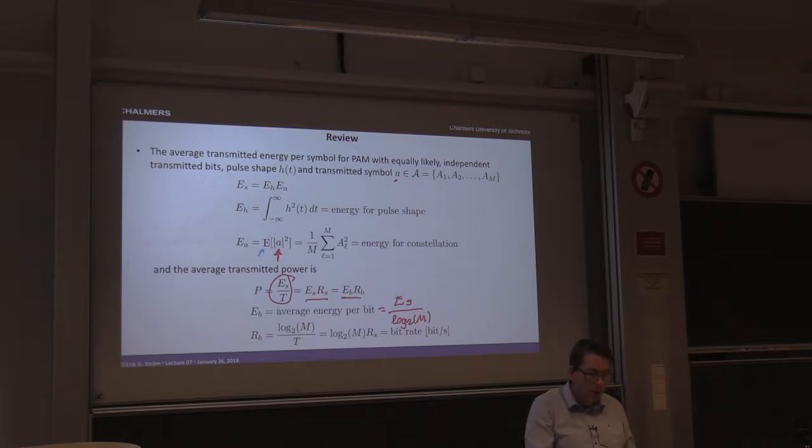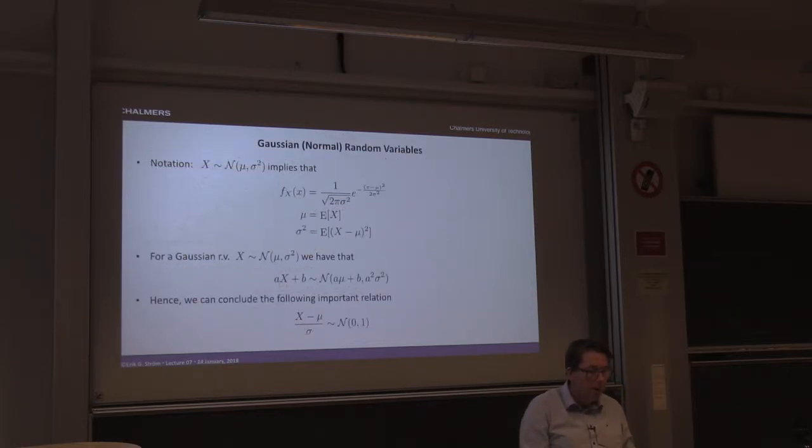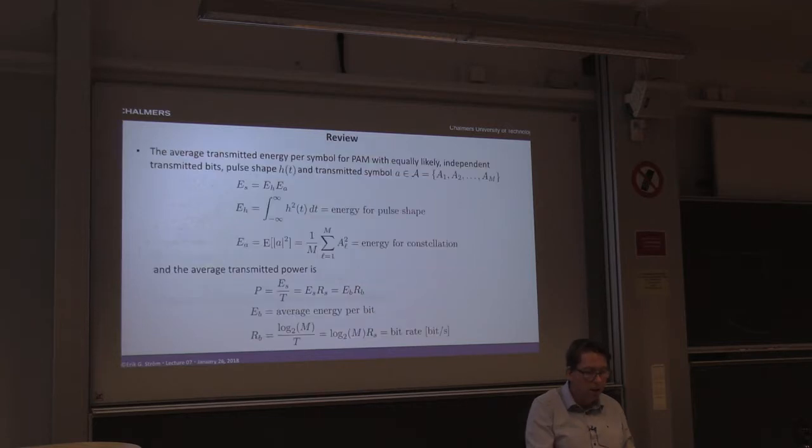Okay, then let's continue our journey here. So now we know a little bit about the energy per symbol and the power of the transmitted signal, and we will see how that comes into play when computing the error probability a bit later.